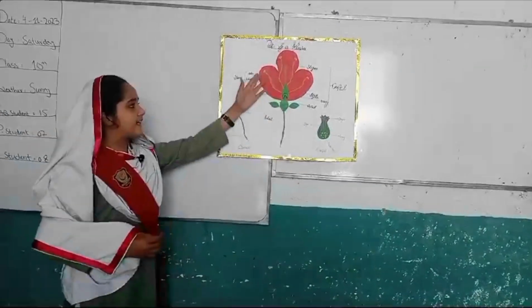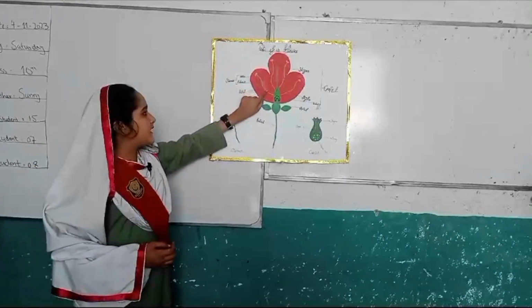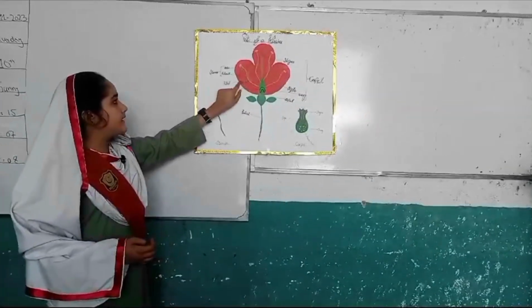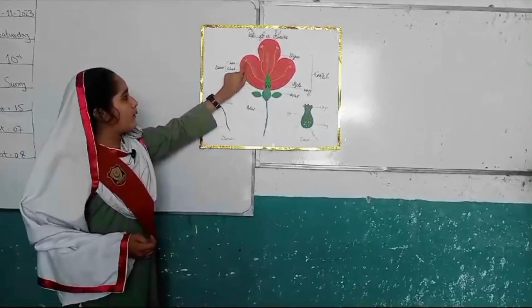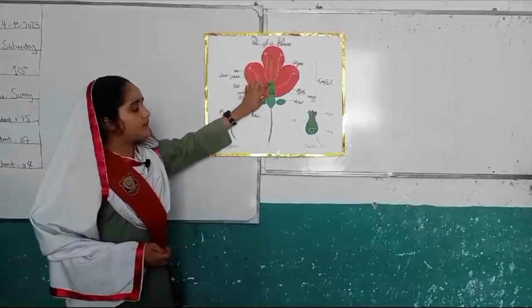The third whorl of a complete flower is the stamen. A stamen is a long structure. It is the male part of a flower. A stamen has a stalk called filament and anther, which bears pollen grains. These pollen grains carry male reproductive cells and sperm with them.